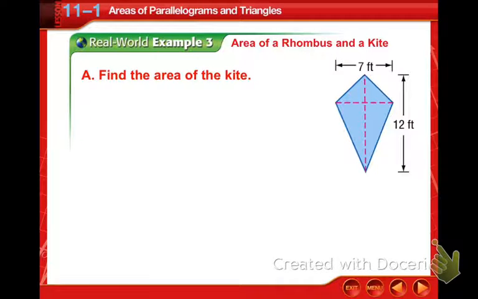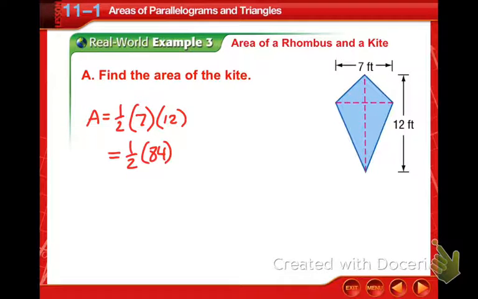We are given our 2 diagonals. So our area is equal to 1/2 times our first diagonal, 7, times our second diagonal, 12. 7 times 12 is 84, and half of 84 is still 42. And we are in feet, so feet squared. Same exact answer we got on the last problem. Still 42 feet squared.